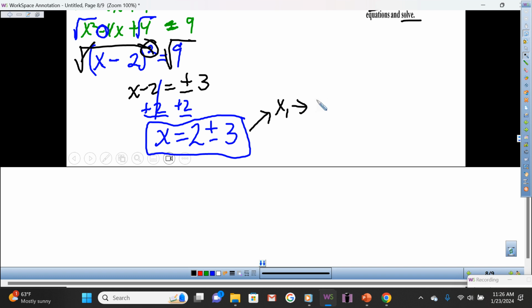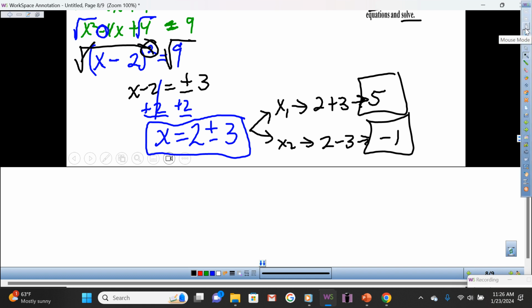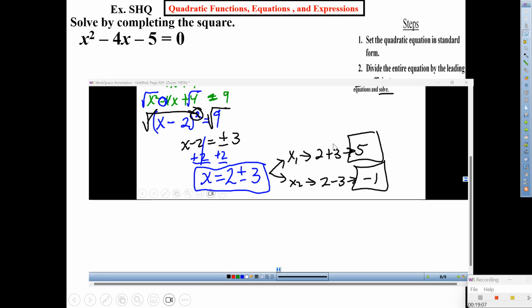X sub 1, 2 plus 3 is 5. X sub 2 is 2 minus 3, which is negative 1. And we know the name of those, yes? All right, make sure you send me that in. All right, let's see how you do with this next one by yourself. Here it goes. Send that in to me.